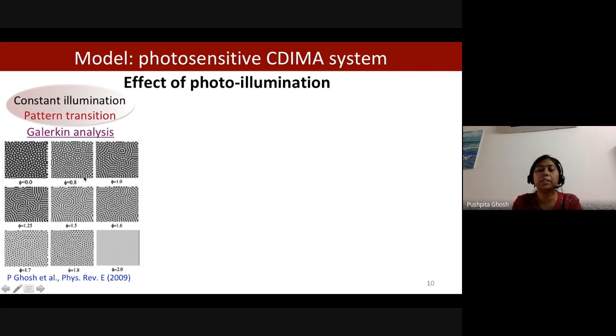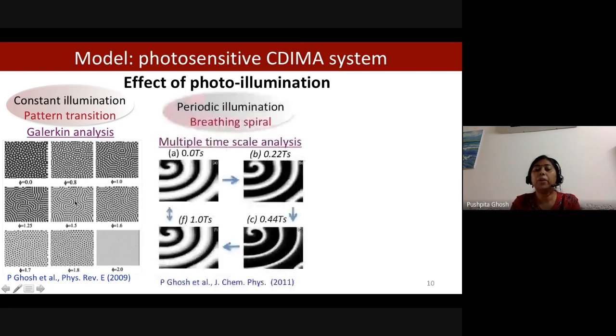In my doctoral work, I have also worked on this numerically, using nonlinear dynamics tools. I carried out some nonlinear analysis using Galerkin schemes to realize these different types of patterns. I have also worked on another very interesting part, spiral wave formation and its effect under periodic illumination. A temporal forcing through periodic illumination can create spatial changes, dense and sparse kinds of spiral wave formation with respect to the temporal forcing by photo illumination.